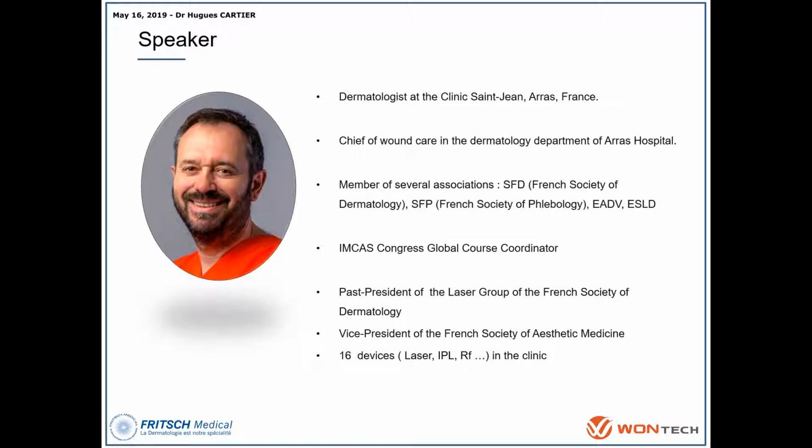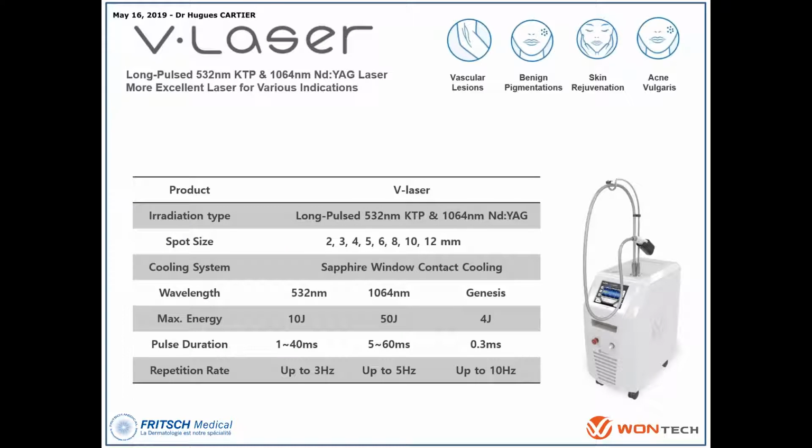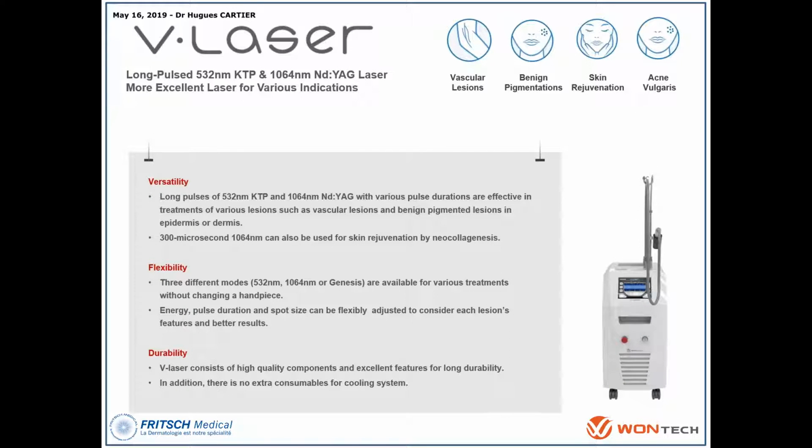Before his presentation, I'd like to briefly introduce the free laser system. Free laser is a long-pulse KTP and Nd:YAG laser. It is a FDA and CE approved device. Its specifications are on this slide, with the smart contact cooling system.